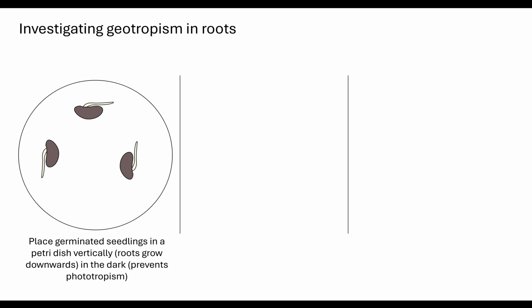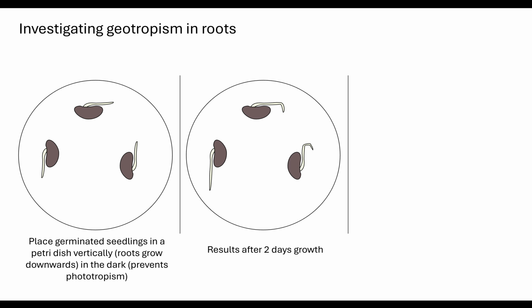Well, that ensures that the roots are going to grow downwards. If we place that also in a dark cupboard, what we're doing is we're preventing the effects of phototropism. So we're controlling the investigation. If we then leave that, what we would see is the results after 2 days of growth show us that the roots will respond to where gravity is.